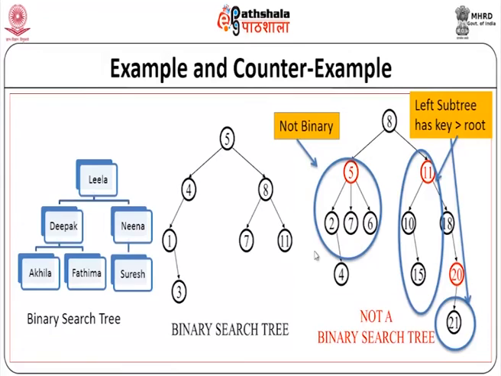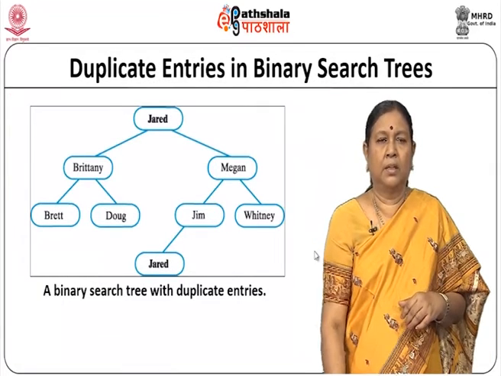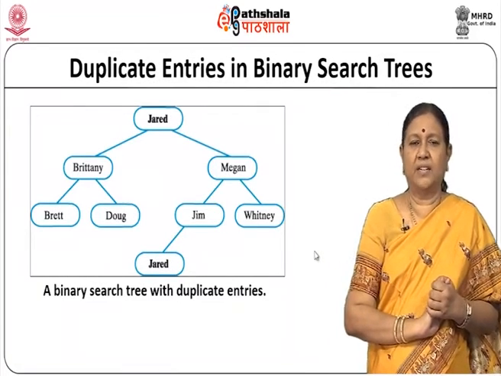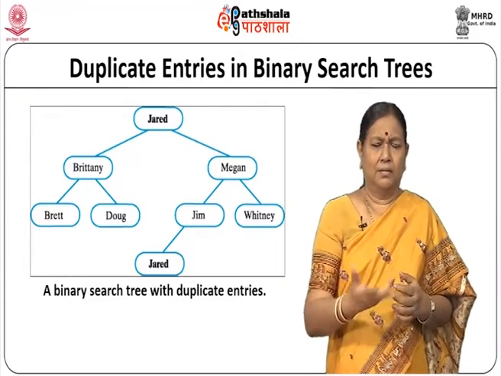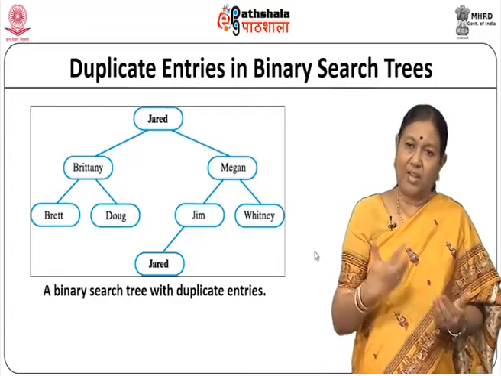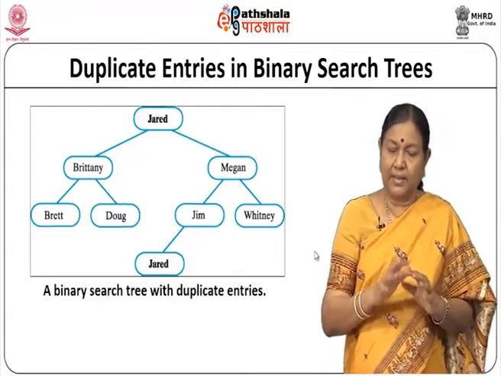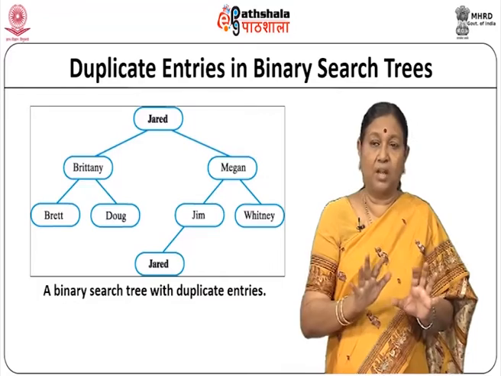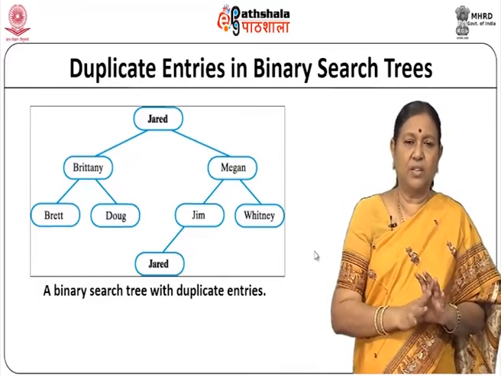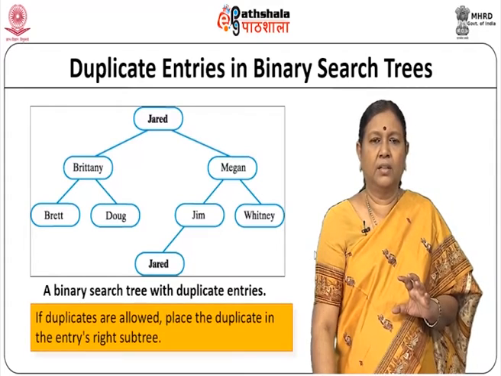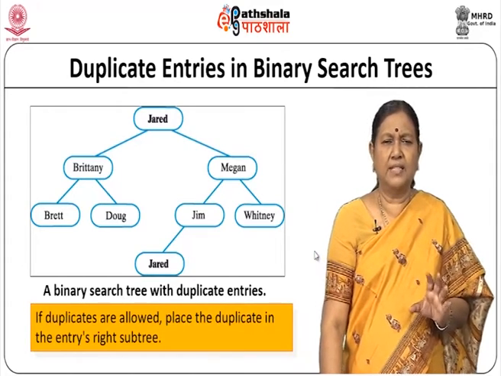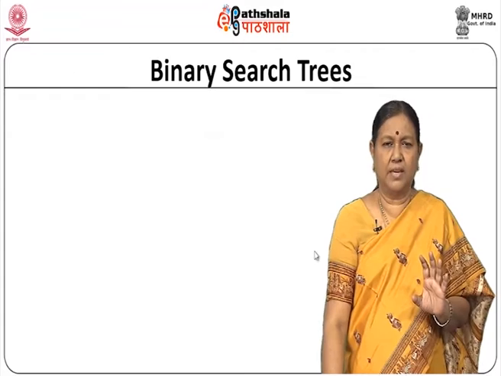Now, let us go to the next topic, which is duplicate entries in a binary search tree. So, I told you, you can have duplicate entries, but in most cases when we talk in general we do not say so, but the binary search tree as such does not disallow duplicate entries. If there is a duplicate entry, it is always put on the right subtree. Okay. So, if a duplicate is there, it is always put in the right subtree.